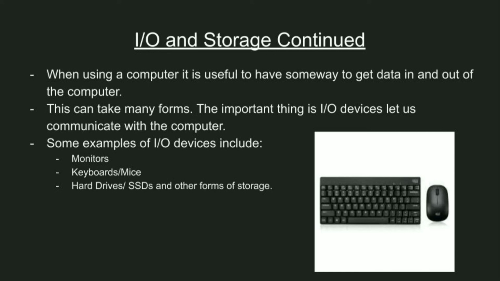In addition to secondary storage, it is useful if the computer has some way to get data in and out of it. This can take many forms. The important thing is I/O devices let us communicate with the computer. Without I/O devices, it's very hard to understand what's going on in the computer and for the computer to give us information about itself. Some examples of I/O devices include monitors, keyboards and mice, and secondary storage is also included.